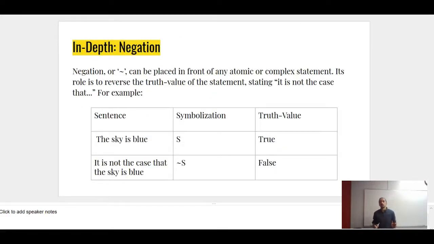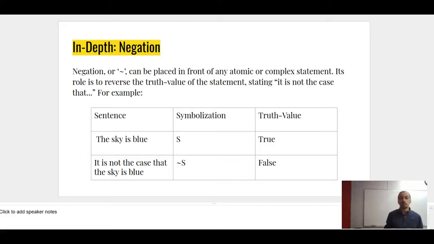So let's talk about negation a little bit. Negation can be placed, because it's different, right? It can be placed in front of any atomic statement, any complex statement. Its role is to reverse the truth value of whatever the statement is by saying it's not the case that. Now the truth value, if you recall, is the value that the atomic sentence or complex statement has. Bivalence, as we saw in the last video, says things are always either true or false. That is called its truth value. Its truth value could be true or false. Why not the false value? I don't know. So the role of the negation is to flip that truth value.